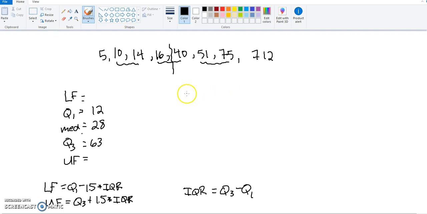So again, our IQR in this example would just be 63 minus 12, which comes out to 51. So my lower fence would be 12 minus 1.5 times 51. So what does that come out to?